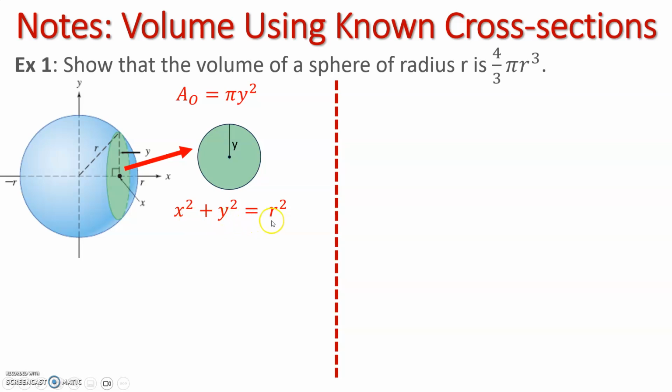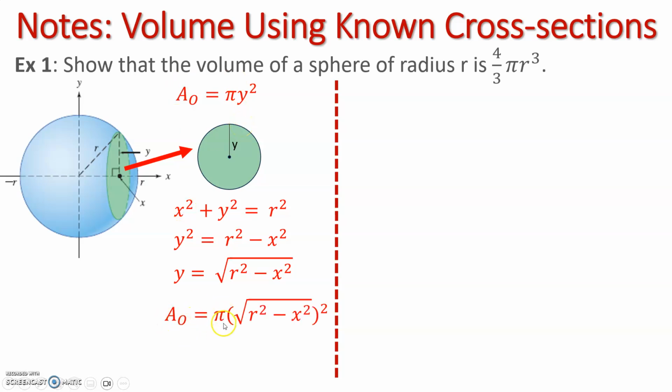Now, if x squared plus y squared is r squared, then y squared is r squared minus x squared, or y is the square root of r squared minus x squared. So we know then the radius of this circle, or y, is just the square root of r squared minus x squared. So now we can rewrite the area of the circle as pi times the square root of r squared minus x squared, squared. This is kind of nice because that square root and this square are going to cancel each other. So we're left with the area of the circle as just pi times r squared minus x squared.